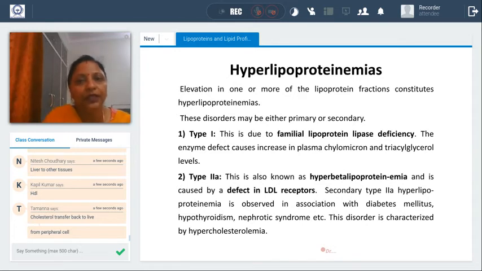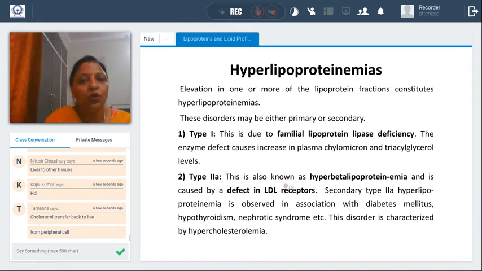So what is hyperlipoproteinemia? Elevation in one or more of the lipoprotein fractions constitutes hyperlipoproteinemia. These disorders may be either primary or secondary. Type 1 is due to familial lipoprotein lipase deficiency. This enzyme is deficient in this disease, and the enzyme defect causes an increase in plasma chylomicrons and TG levels.